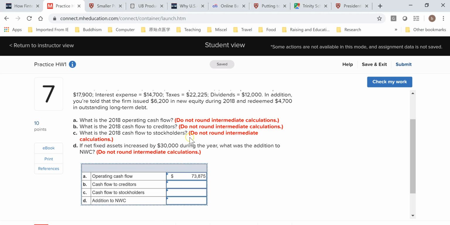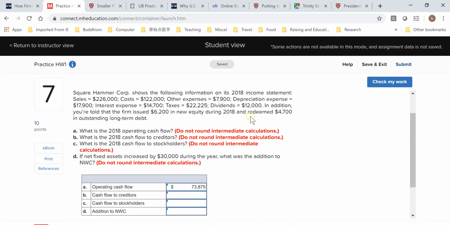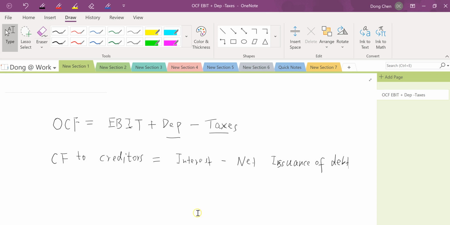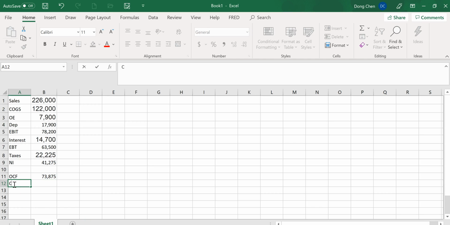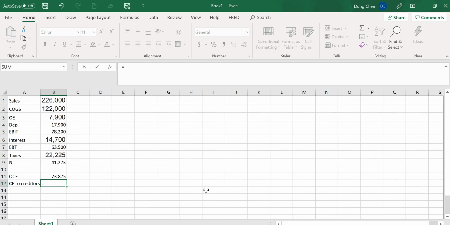And then back to the setup, we know the interest, and we're also told that the firm redeemed $4,700 in outstanding long-term debt. So that means the net issuance of debt is a negative amount, negative 4,700. So that means cash flow to creditors is simply the interest minus a negative number, negative 4,700.